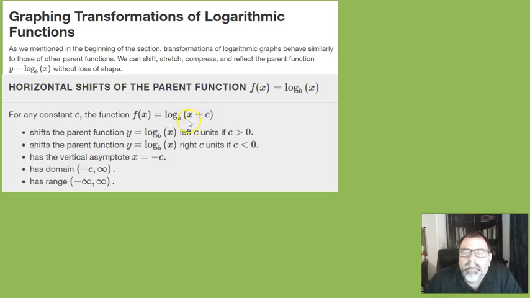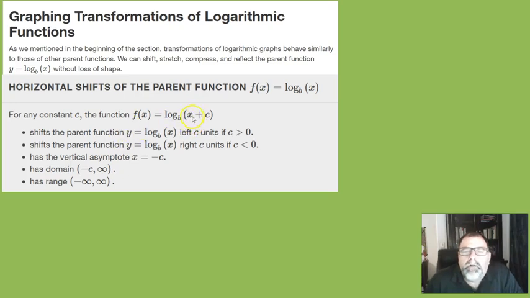And if you're acting on the x, it does the opposite. So if this is plus c, you're going to go minus c. If we did something like times 2, we'd actually divide by 2. So if you're acting on x inside the parenthesis before you do the function, it has the opposite effect. That's the way I think through it.